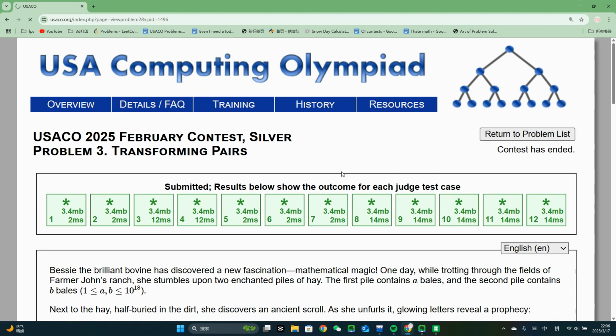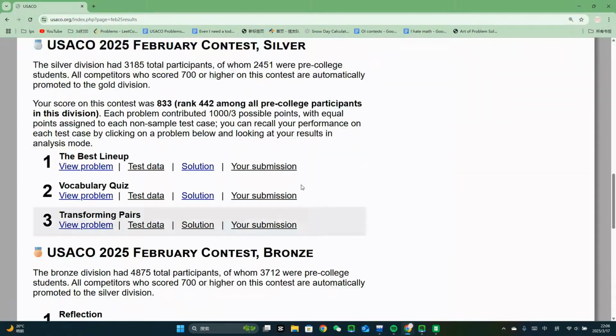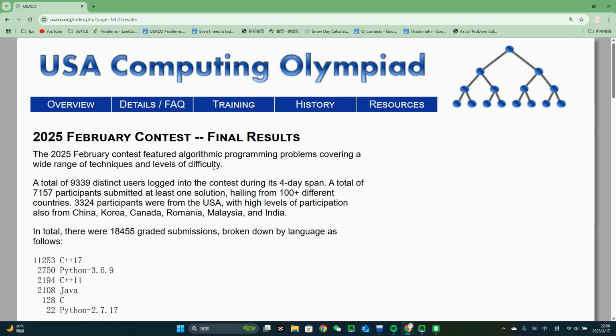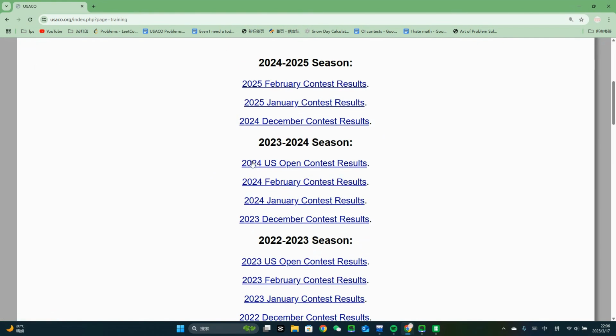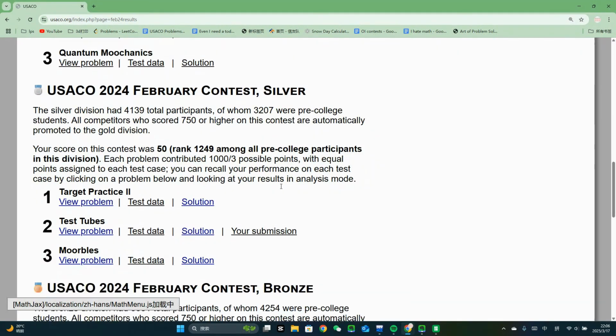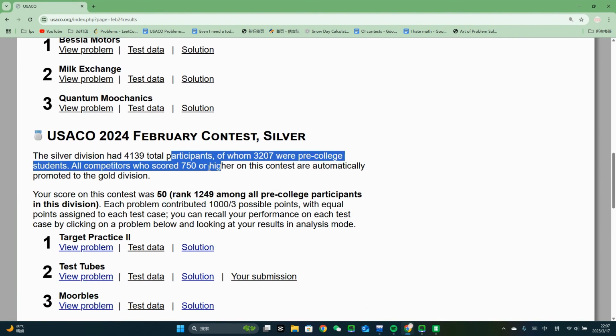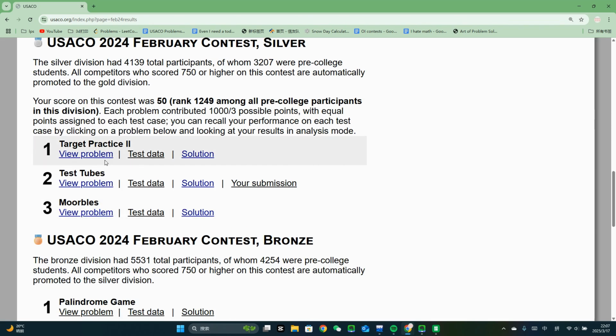And the worst part about this contest is that the cutoff is 700 points. 700. Do you guys have any idea how low that is? Let's go to 2024 February, which is exactly a year ago, and the cutoff was 750. And the problem difficulty was exponentially harder.